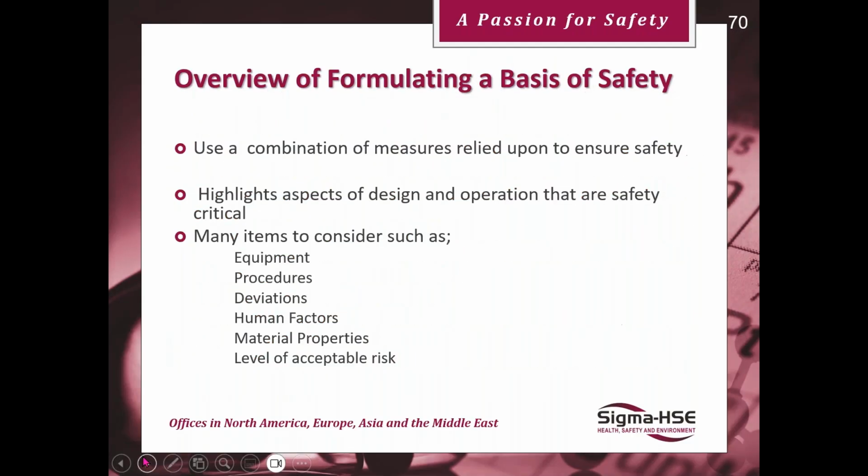So, overview of formulating a basis of safety. Use a combination of measures relied upon to ensure safety. Highlight aspects of design and operation that are safety critical. Look at items such as equipment, procedures, deviations, human factors, material properties, and level of acceptable risk, and other things you feel necessary to put in. And don't forget, this is not going on for the life of the process. You need to reassess it when any change occurs, or at about 2-year intervals to make sure your basis of safety is still robust and works.